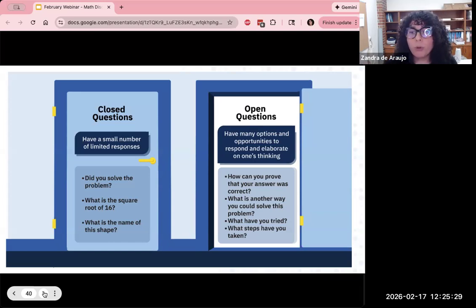So how can you prove that the answer was correct? That's inviting you to explain your reasoning in more than just one word. What have you tried? It's not a yes or no, or maybe they said the calculator, right? That's very brief, but it does offer more opportunities, even if the students are conditioned to answer very briefly. So we want to be conscious of closed and open questions and try to move toward more open questions if possible, because you'll get more discourse out of your students.